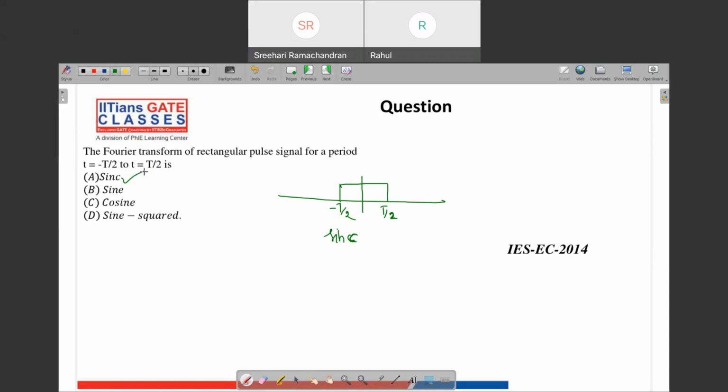If you remember this Fourier transform, you don't need to calculate it in the exam to find out whether it's a sinc, sine or cosine. If you just remember this one Fourier transform, you can say that this is the answer. This will be the sinc function.